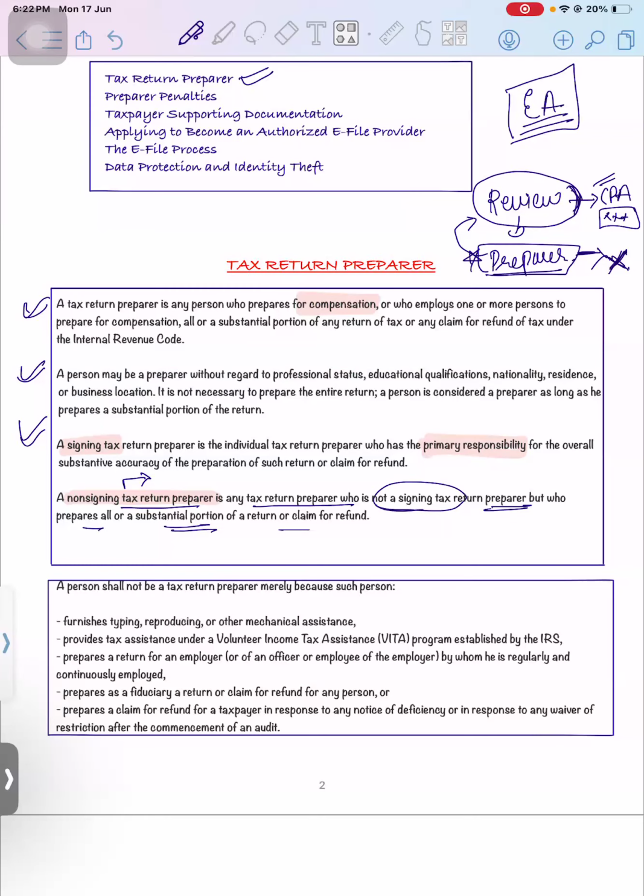Third thing is, let's say you want to claim a refund for previously filed taxes. Whatever return you have previously filed, now you came to know that your incomes were overstated, or deductions were yet to be entered, or some credits were left to be claimed. So what you will do, you will file an amended return. Along with that, you will file a claim for refund on a separate form. So a non-signing tax return preparer.